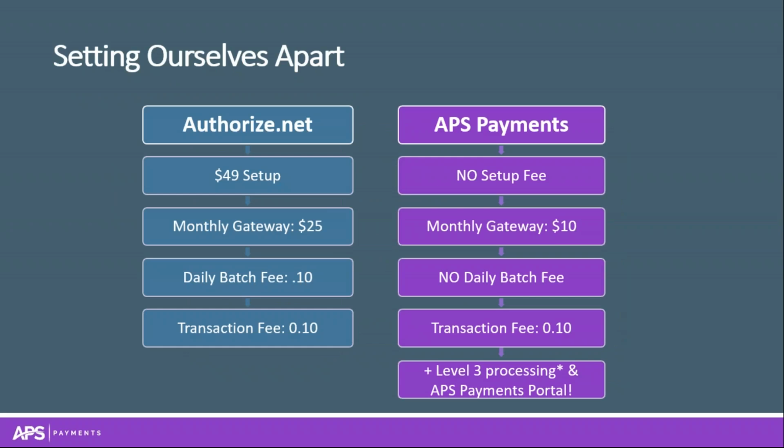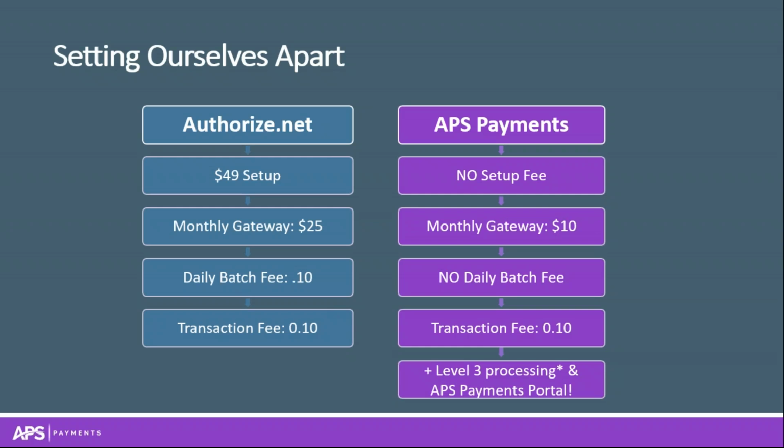So we set ourselves apart even in the gateway. This slide just illustrates what you would be getting if you went with a merchant service provider who didn't have their own gateway. On the left-hand side, you can see a common use case. Many organizations are using Authorize.net where their merchant service provider does not have a gateway. There's usually a setup fee involved. There's usually a $25 monthly gateway fee, and then there's also a daily batch fee that's included there.